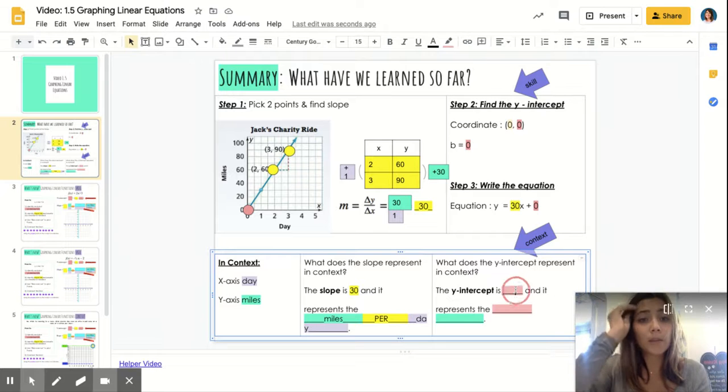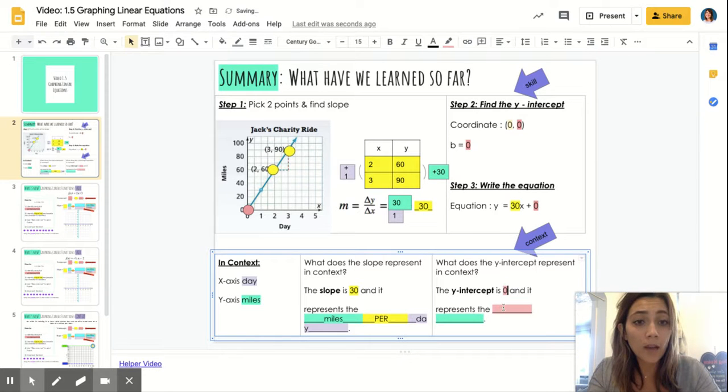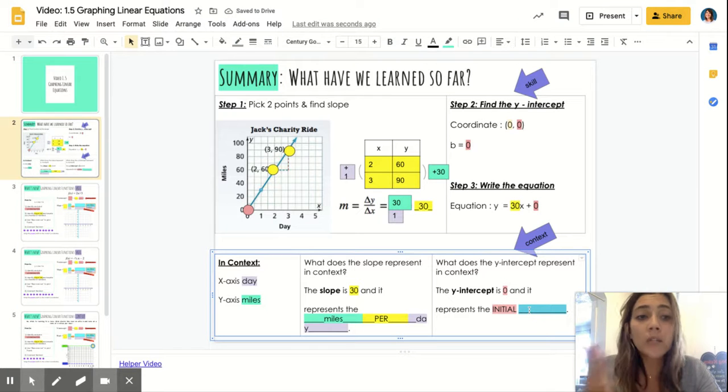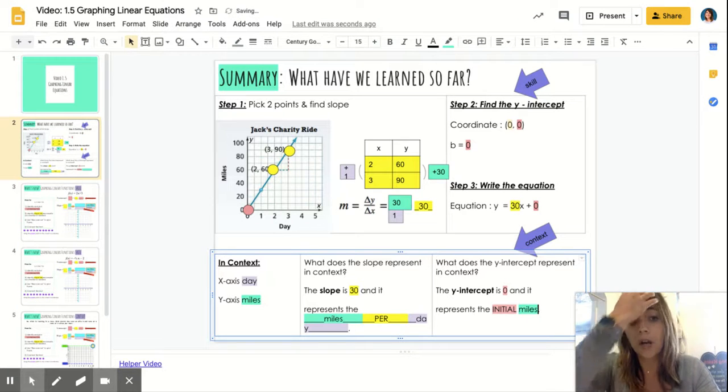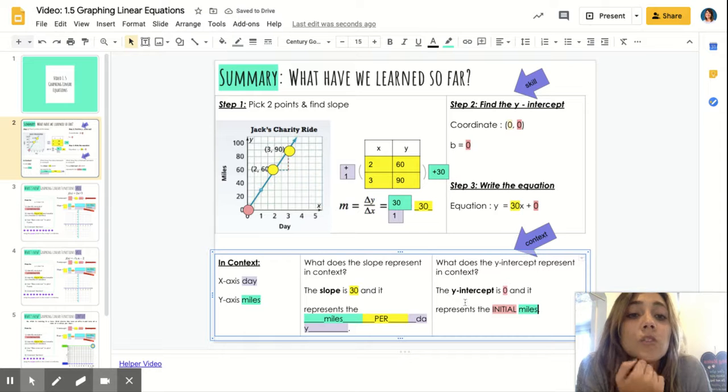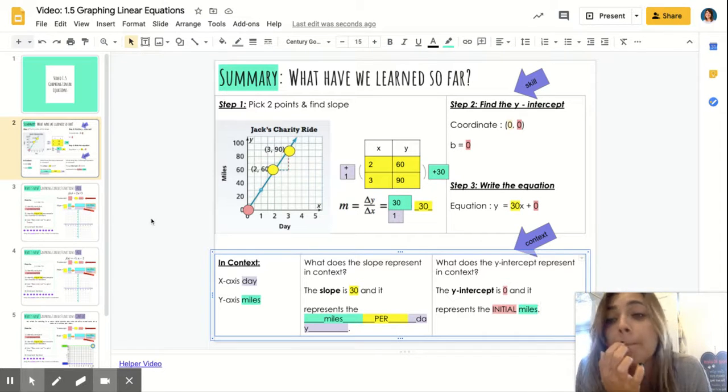For y-intercept, we saw that it was 0, and the word we use with this is initial. And then we only need our y-axis because we're only talking about miles. So the y-intercept is 0, and it represents initial miles.